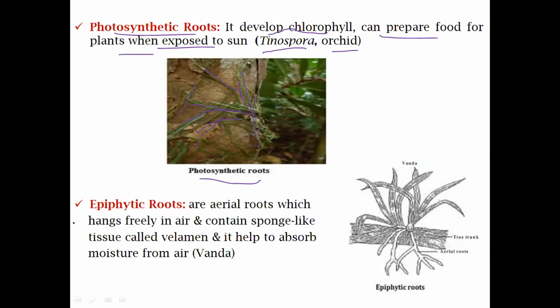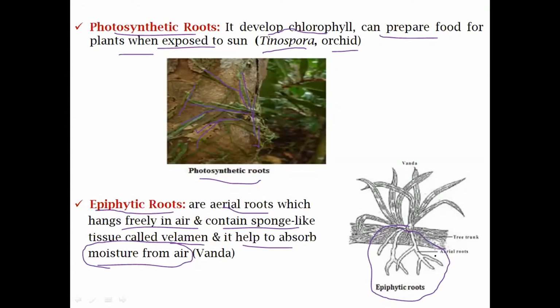Next one is epiphytic roots. These are aerial roots which hang freely in air, and they contain sponge-like tissue known as velamen, which helps to absorb moisture from the air. It is found in Vanda. You can see here, these are the epiphytic roots.